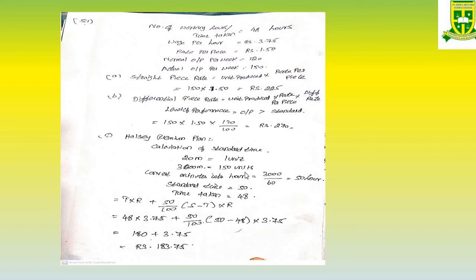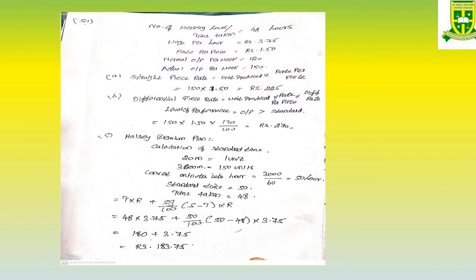I repeat once again how to calculate the standard time. For producing 1 unit they are taking 20 minutes. Actually they are producing 150 units, so for producing 150 units, the time is 3000 minutes. Now I found the standard time in minutes, but I need it in hours, because all the information is given in hours. So I divide by 60 minutes. 3000 by 60, which is 50 hours. Now write the question: standard time is 50, time taken is 48. Now apply the formula.